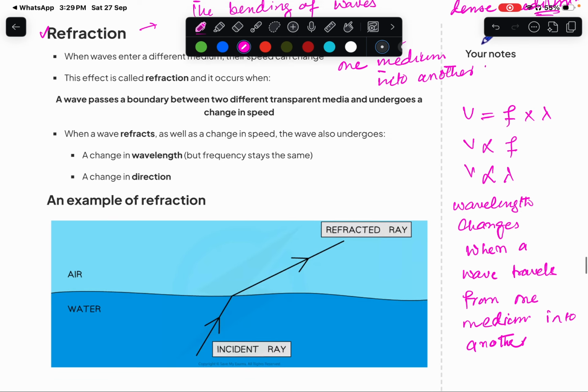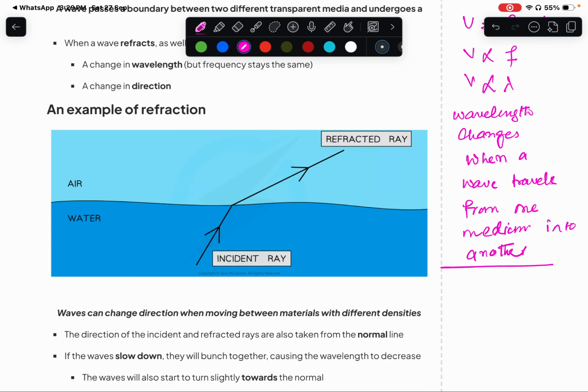So what happens to the frequency then? Okay, so keep in mind this is a very important point. Frequency remains constant, right? It never changes.